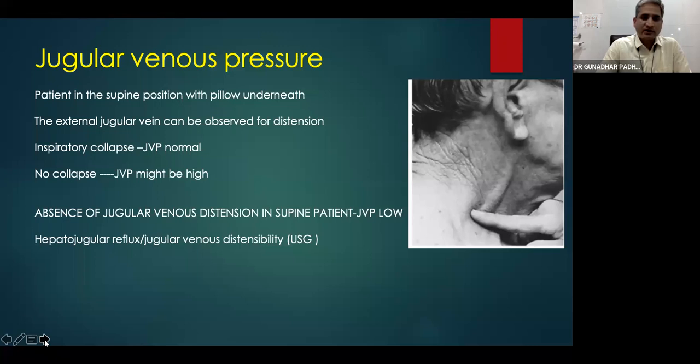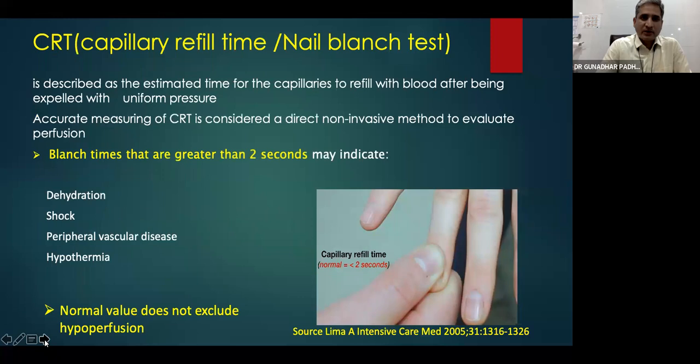determine the hydration status. Capillary refill time or nail blanch test, as we all know, is one of the very, very important tests. If the blanch time of capillaries is greater than 2 seconds, or more than 3 seconds, it indicates shock, peripheral vascular disease, or severe hypothermia. There are trials which clearly proved that if the person has a delayed capillary refill time, it increases the mortality. There are a lot of trials like the ANDROMEDA-SHOCK trial, which focus on the capillary refill time. The normal value does not exclude hypoperfusion. This is the most important point.